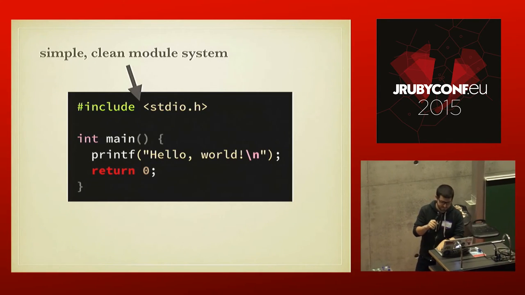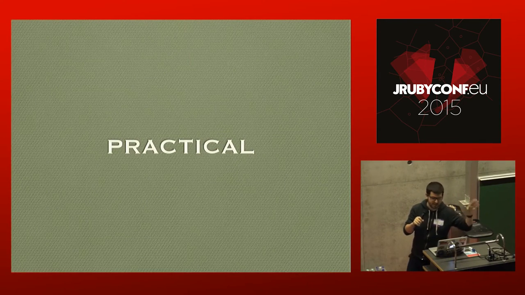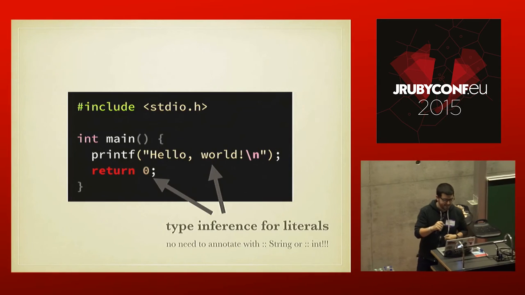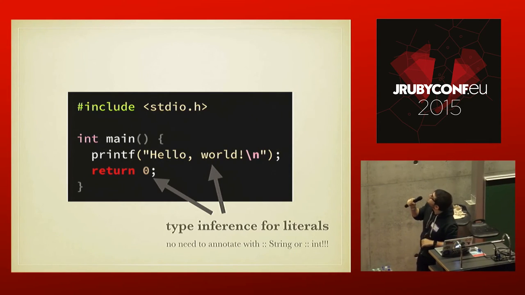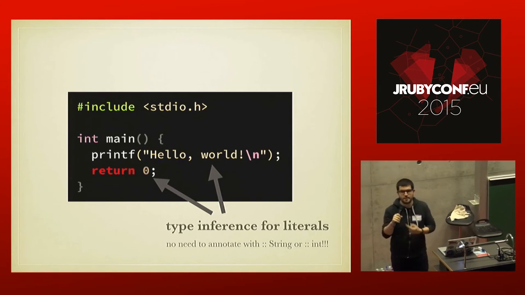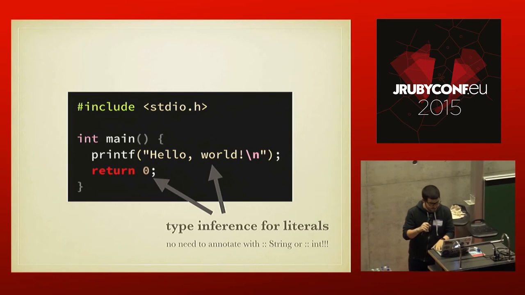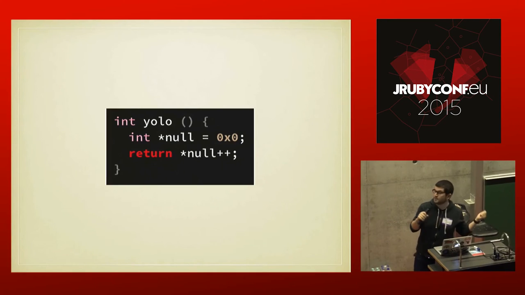It's also very clean. It's practical. It's none of this Haskell bullshit. It's really practical, like to the point. It even has type inference. I mean, you don't need to annotate all the types. So if you put a string, literally it knows that it's a string. And with the numbers, it knows that it's numbers. So that's quite smart. It's also very expressive. You can practically do whatever you want.